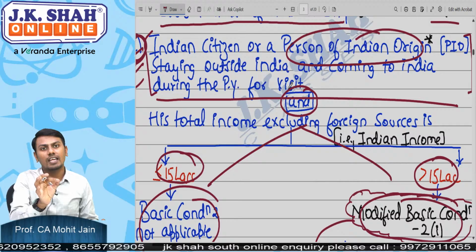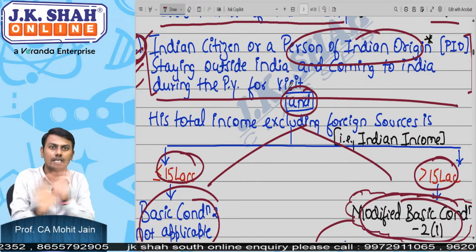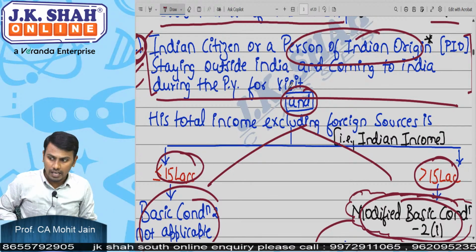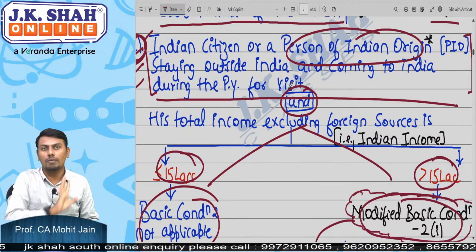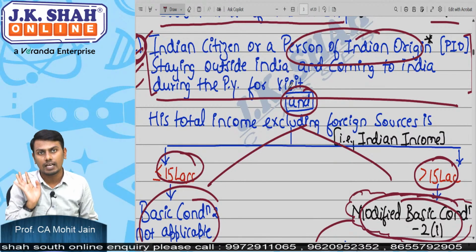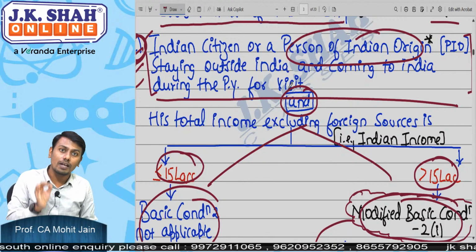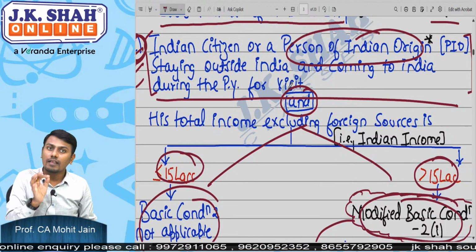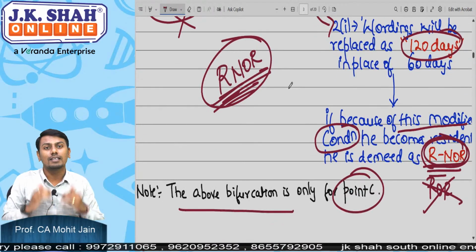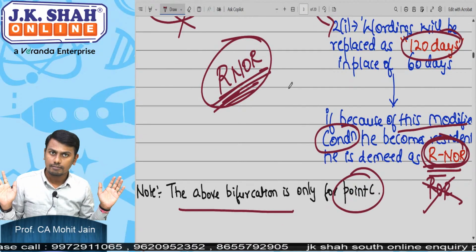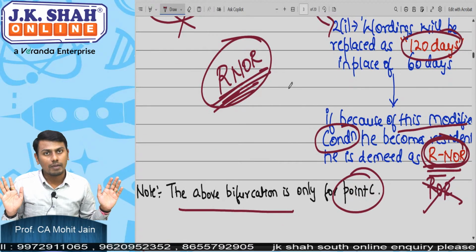And if his Indian income is less than equal to 15 lakhs, basic condition number 2 is not applicable. But if his Indian income is more than 15 lakhs, modified basic condition number 2 will be applicable, that is 120 days rule. And if because of 120 days rule he becomes a resident, then those residents are directly called as what, people? They are directly called as RNOR. I hope I have made myself very clear.